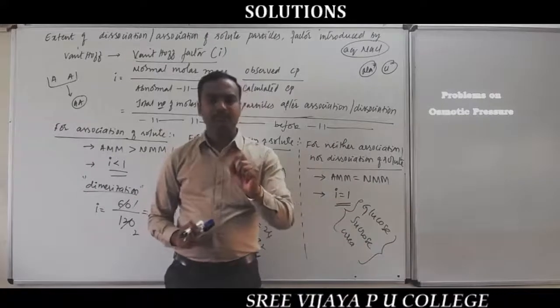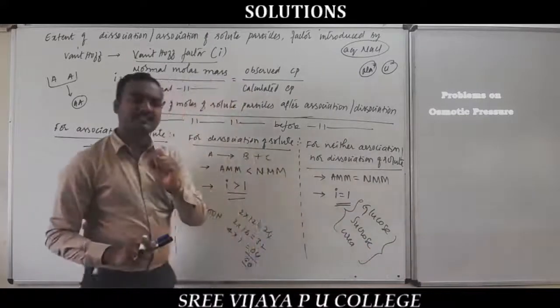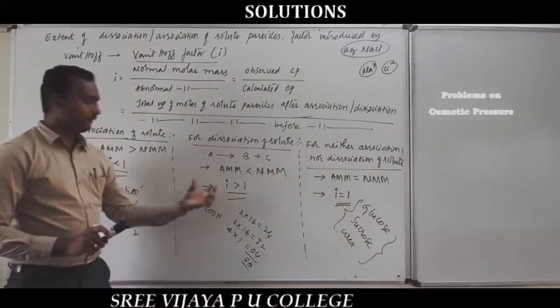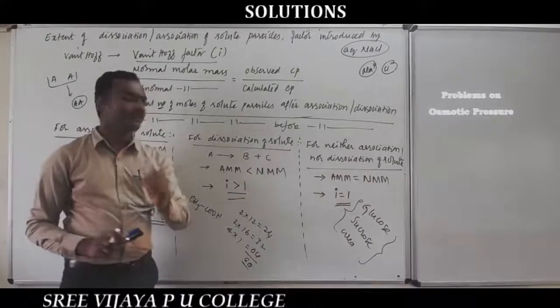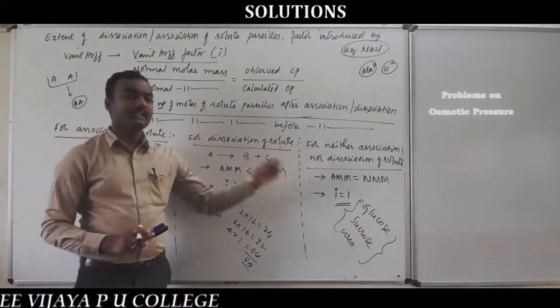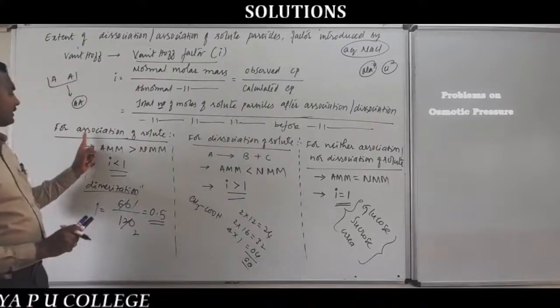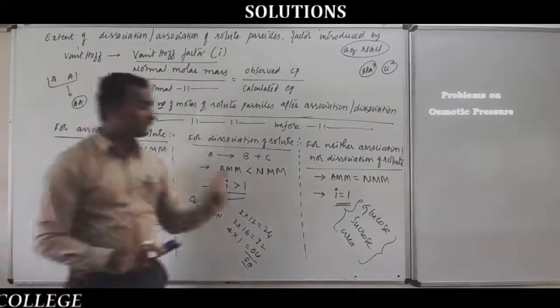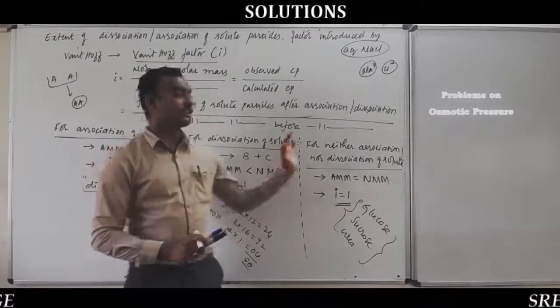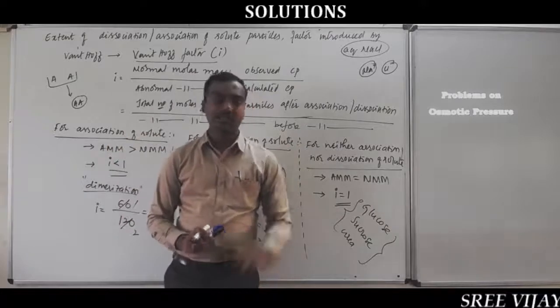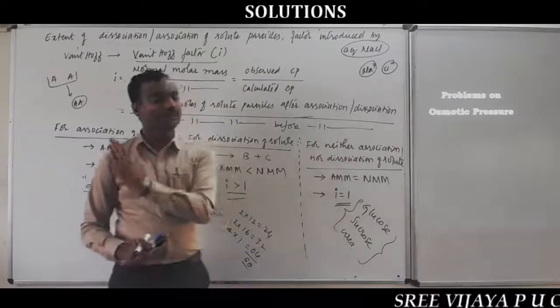So it is very, very important. For electrolytes, there is dissociation. I is greater than 1. If I is greater than 1, what is the conclusion? That is the dissociation of solute. If I is less than 1, what is the conclusion? There is association of solute. What is the conclusion if I is equal to 1? There is no dissociation or association, neither association nor dissociation.